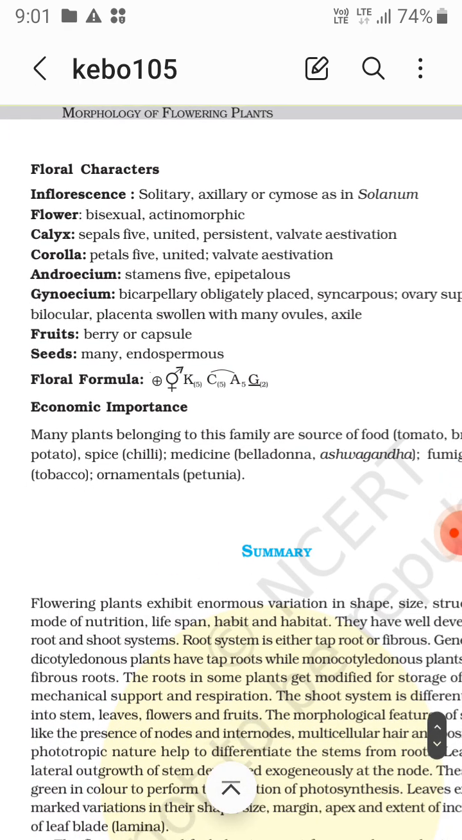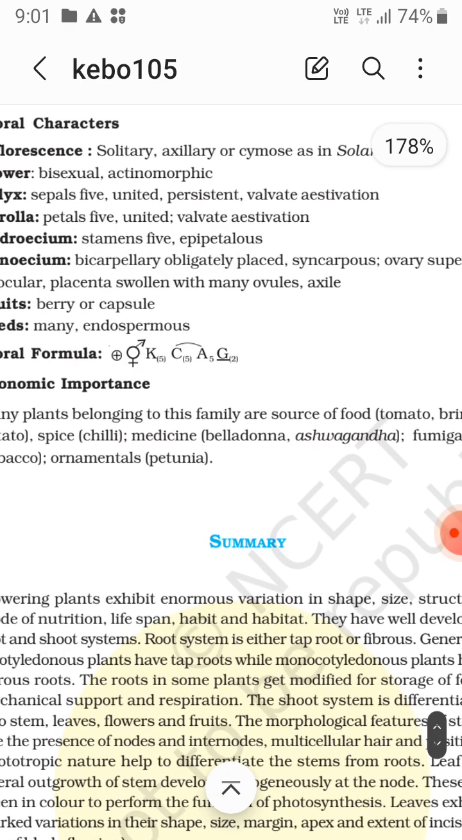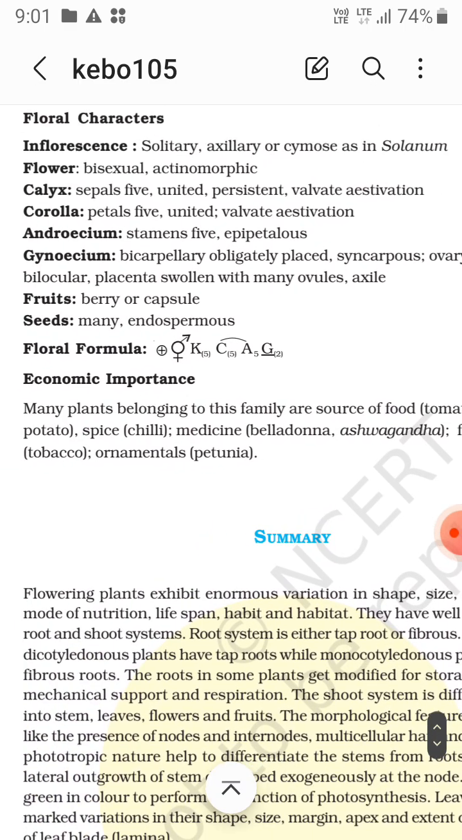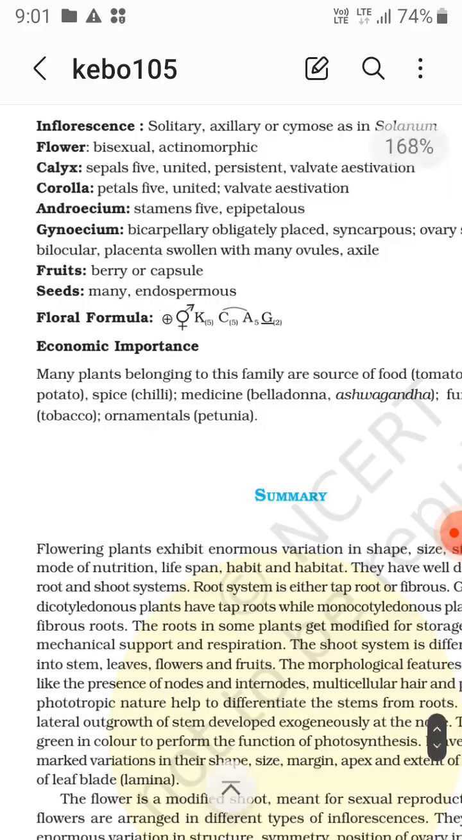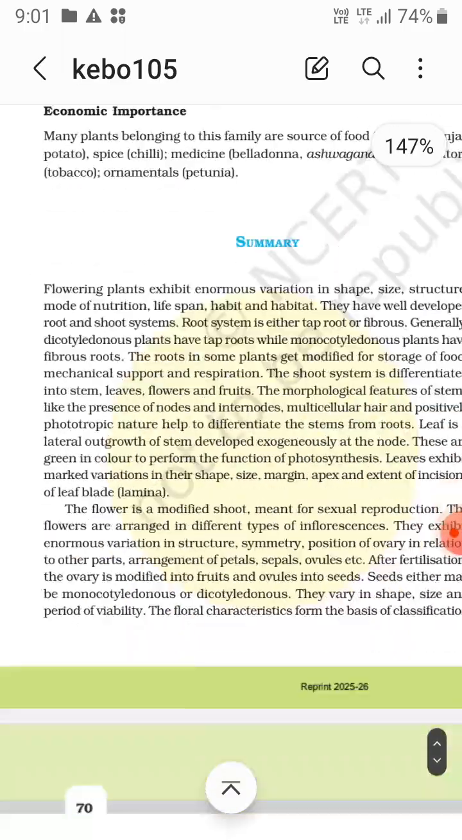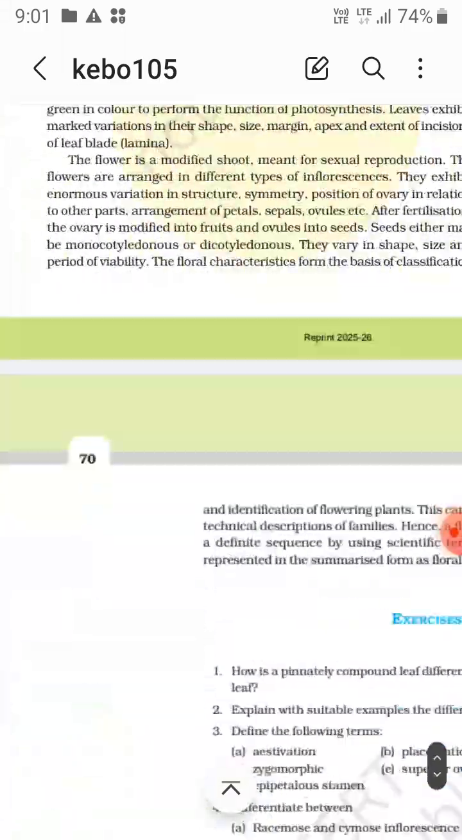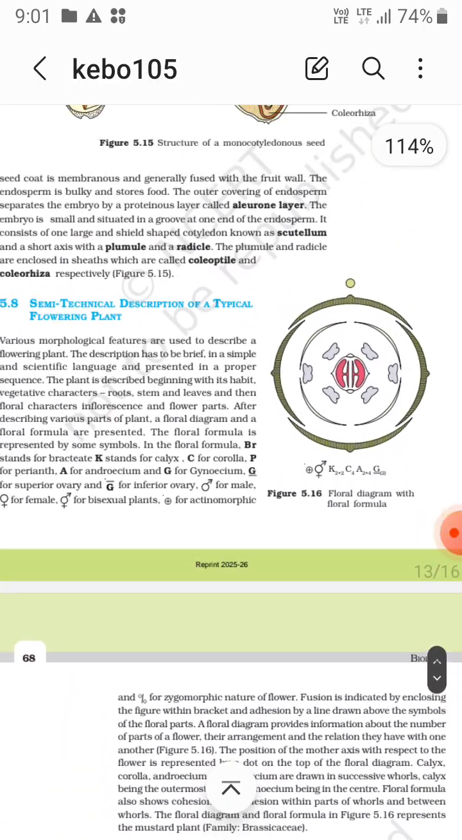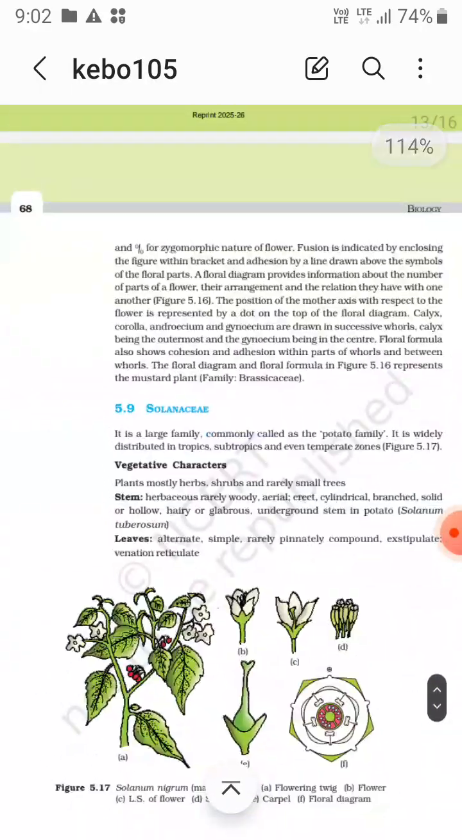Then spice, that is chili. Medicine, belladonna, ashwagandha. Fumigatory, that is fumes, that is tobacco. And then ornamentals, that is petunia. So this is all of the chapter. It was kind of long, too much information in here.